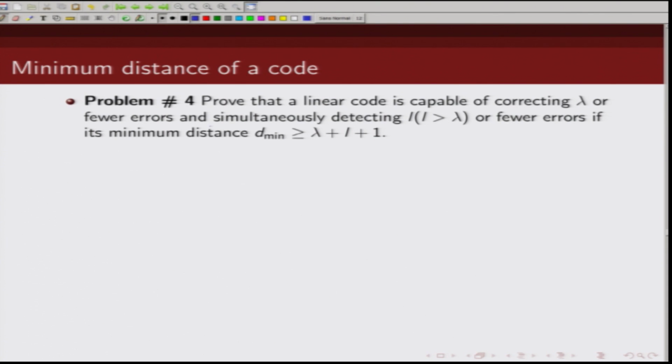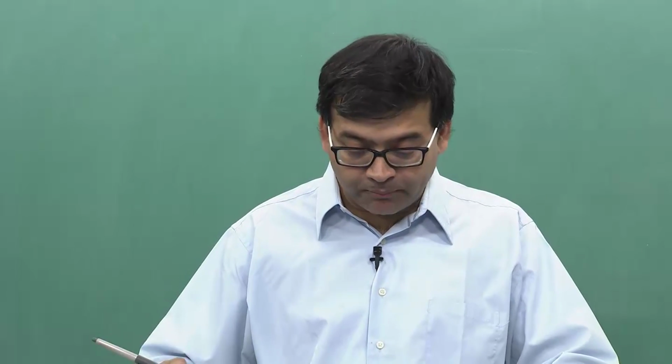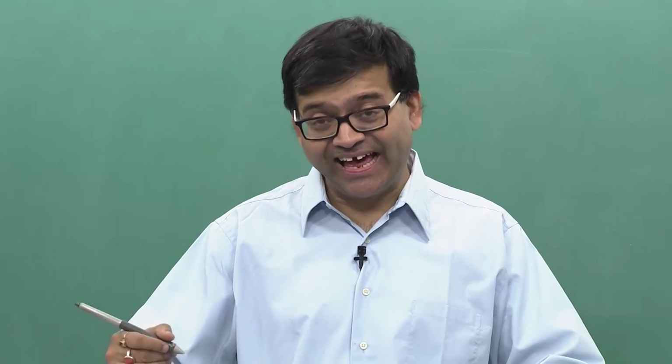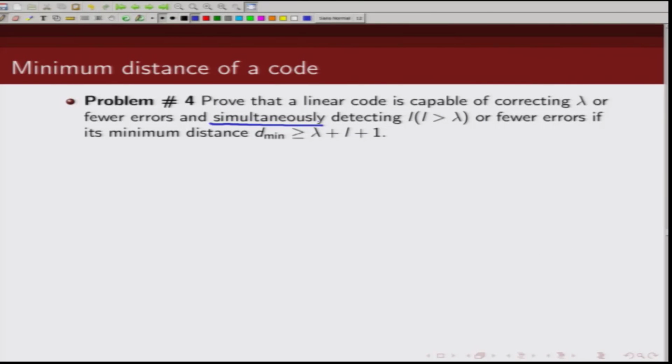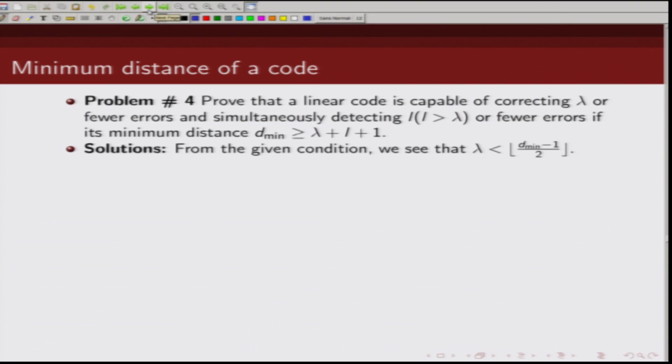Please pay attention to the word simultaneously. So, we want not only to correct lambda errors, along with that we should be able to detect L errors as well. That is what we mean by simultaneous error detection and correction. So, let us prove this result.